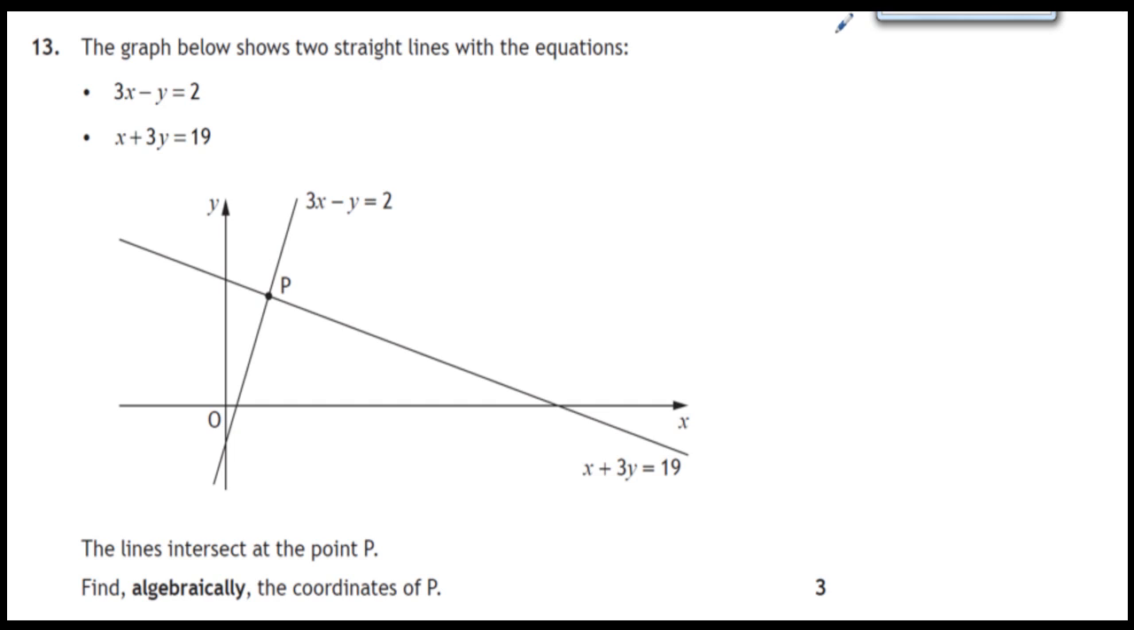When you solve two simultaneous equations, you find out where two straight lines cross, because each of those equations are the equations of a straight line. So we're really finding out where they cross. So we'll start off with equation 1. So we've got 3x minus y is equal to 2, and I'm going to label that as equation 1. Then we've got x plus 3y is equal to 19, and that's equation 2.